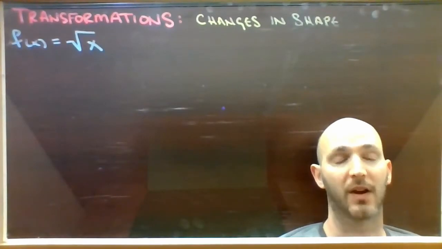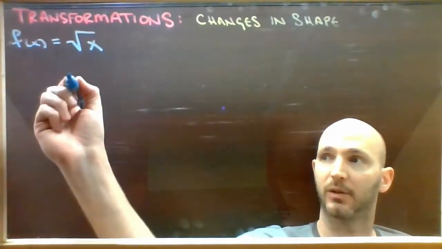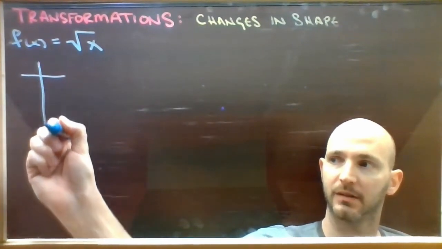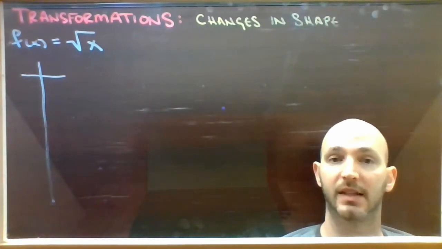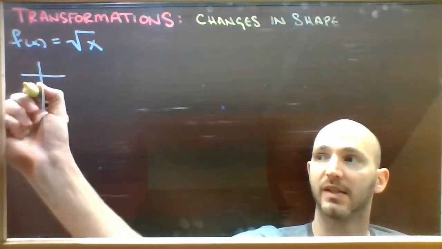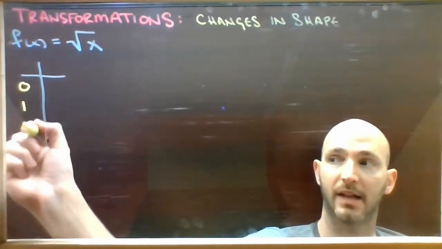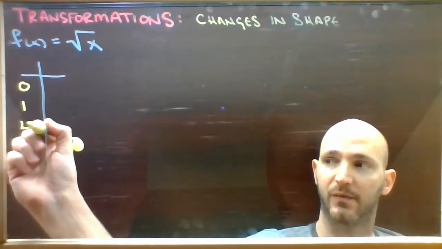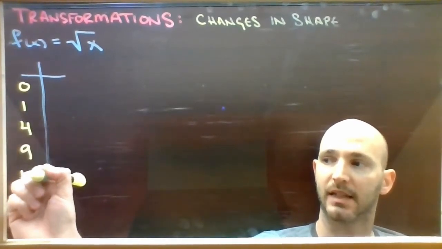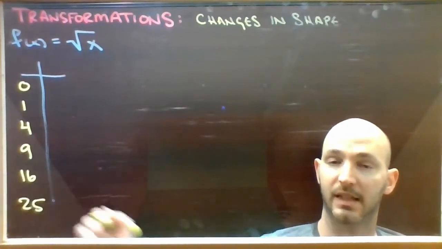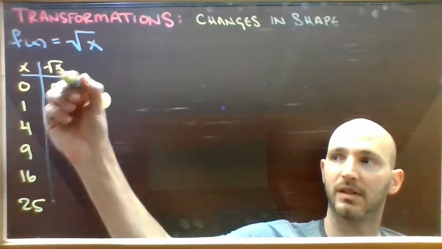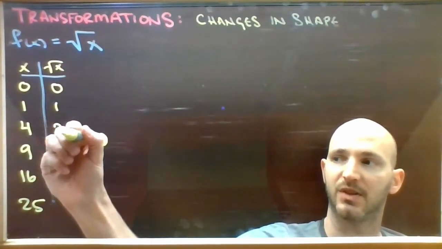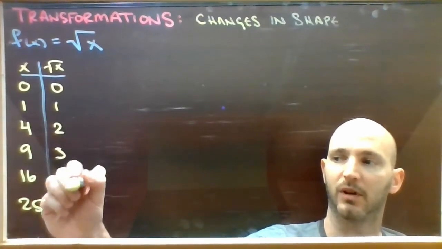So applying a transformation to a square root function, we're going to need to have my basic pattern. And for square root functions, we didn't bother using any x values except the ones that had nice square roots, which means no negatives are allowed. I start at 0. 1 is a perfect square, so is 4, 9, 16, 25, etc. Square root of 0 is 0. Square root of 1 is 1. Square root of 4 is 2, 3, 4, 5.